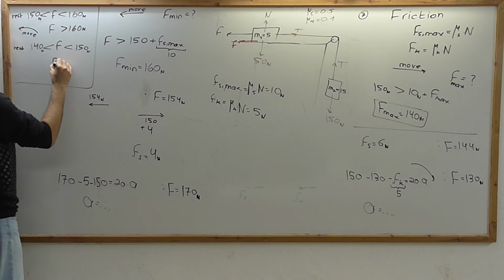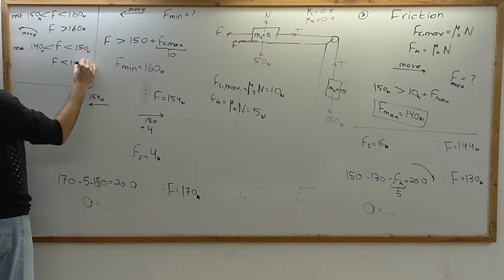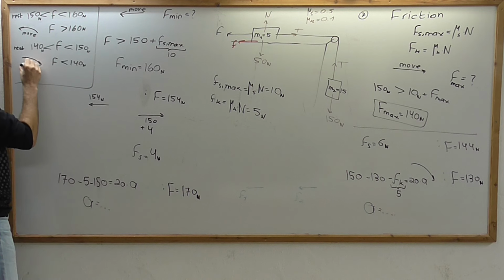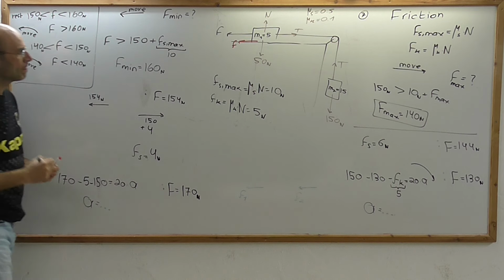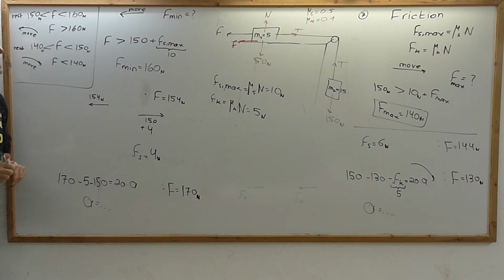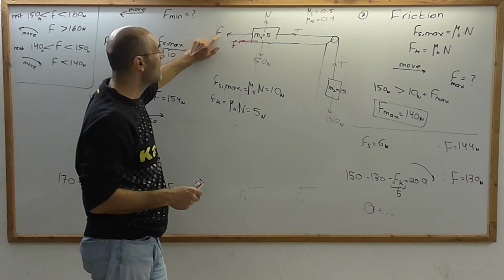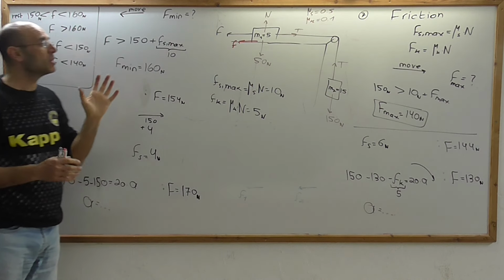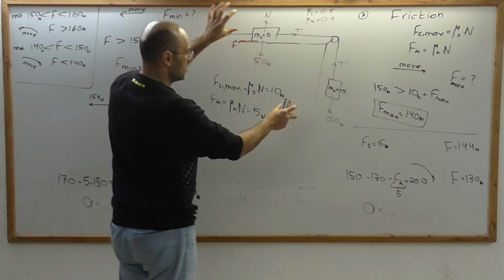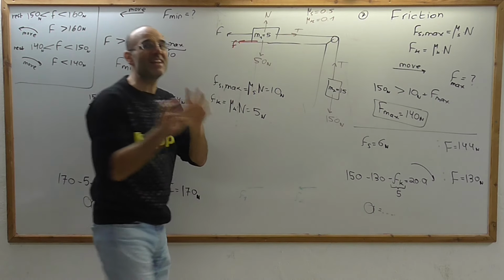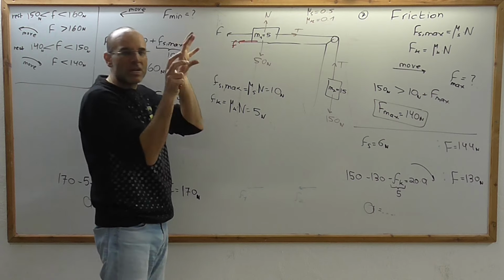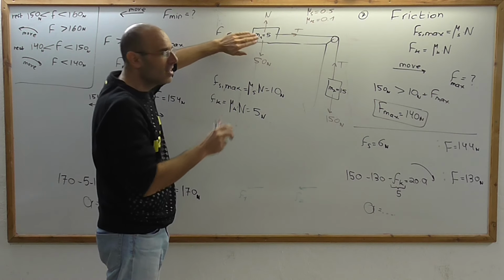And what happens if F is less than 140 newtons? It will accelerate, move that way. Now what happened exactly at 150 newtons? Exactly when 150 newtons is applied, there is no friction because the system doesn't have any tendency to move. It's in equilibrium state without the friction.